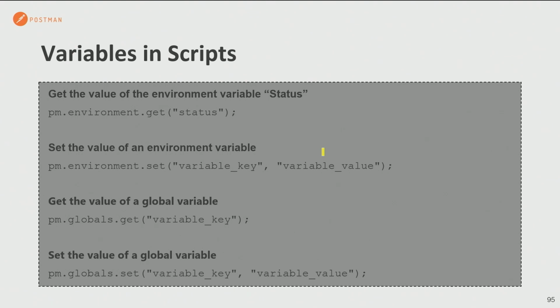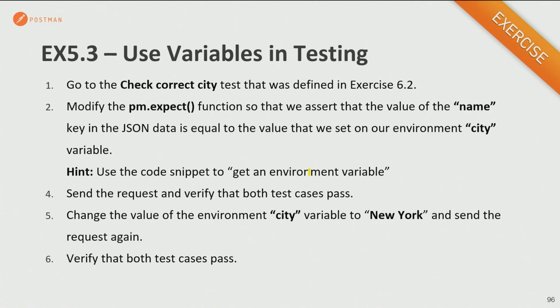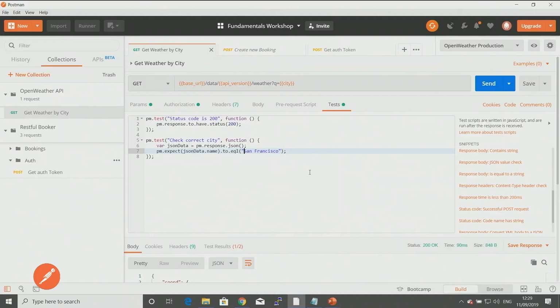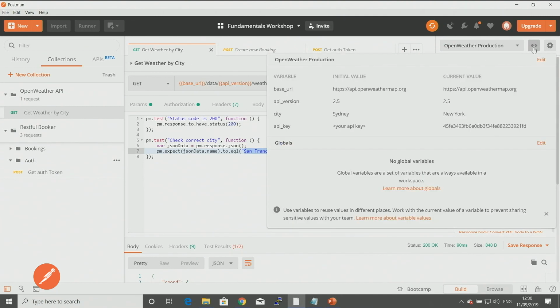To use our variables in scripts, we can get a variable value by using pm.environment.get and then specify the variable that you want. If it's a global variable, pm.globals.get followed by your variable as well. You can also set variables by using .set and specify your key and value. And so with that in mind, let's modify our test case so that when we check for the city, instead of hard coding that value in there, what we want to check for is that this value is equal to whatever my city variable is.